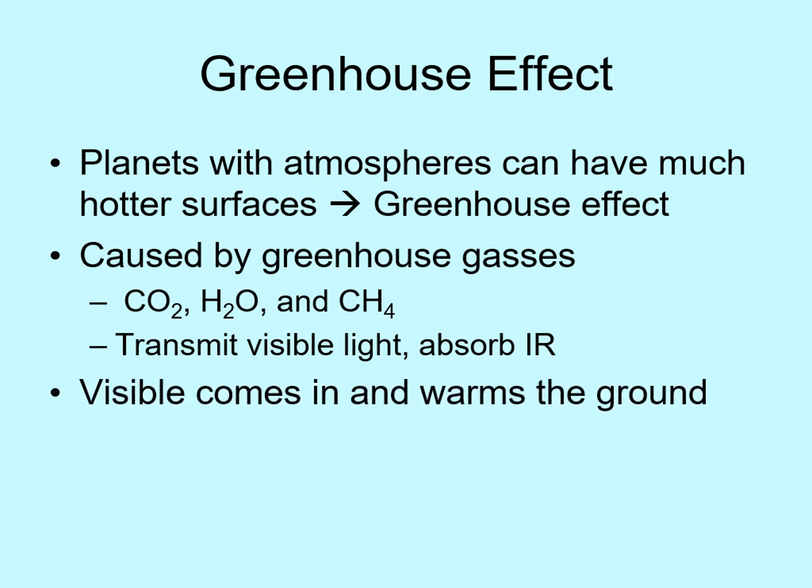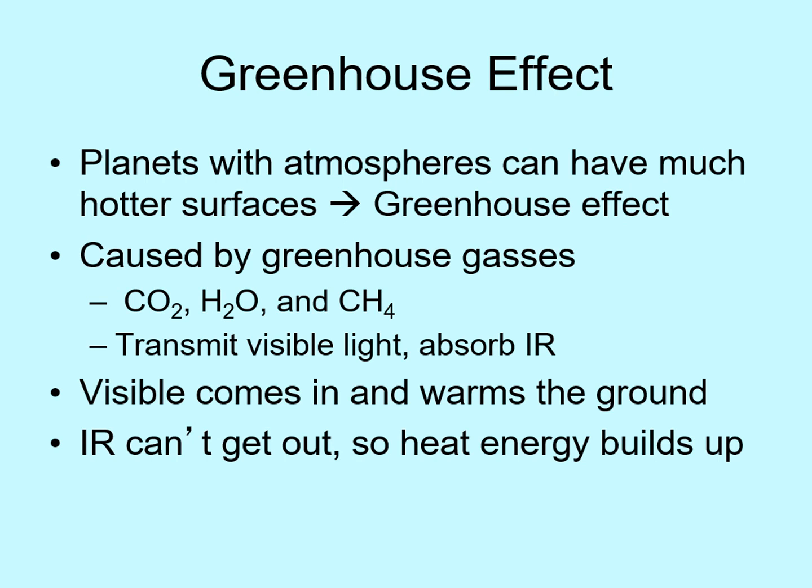So visible light from the Sun passes through the atmosphere and warms up the ground. But when the ground re-emits this energy as infrared, the light can't escape very easily because it's being absorbed by the atmosphere. This causes the lower atmosphere to heat up, also warming up the planet's surface. In effect, greenhouse gases trap heat energy near the surface.